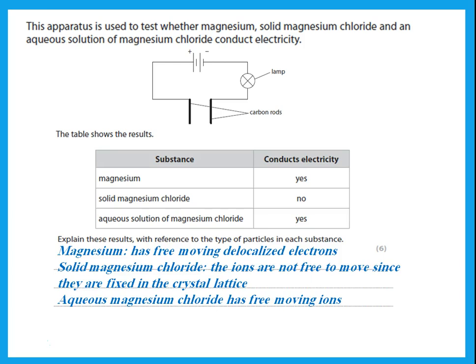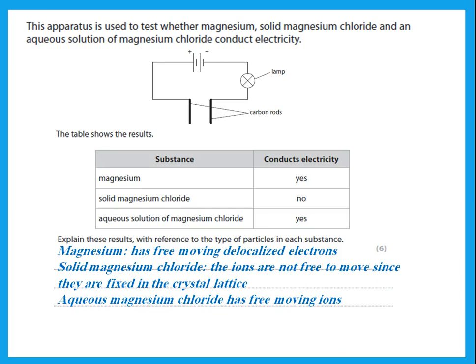The magnesium has free moving delocalized electrons. So it is a metal, it has delocalized electrons that are free to move. These are 2 marks. Okay? Now, as a solid, we said it does not conduct electricity. This is because what? First of all, what does it have? Does it have electrons? It doesn't have electrons. It has positive and negative ions.